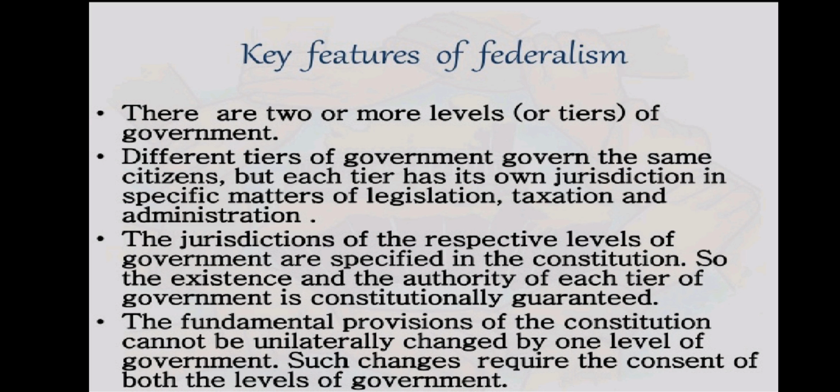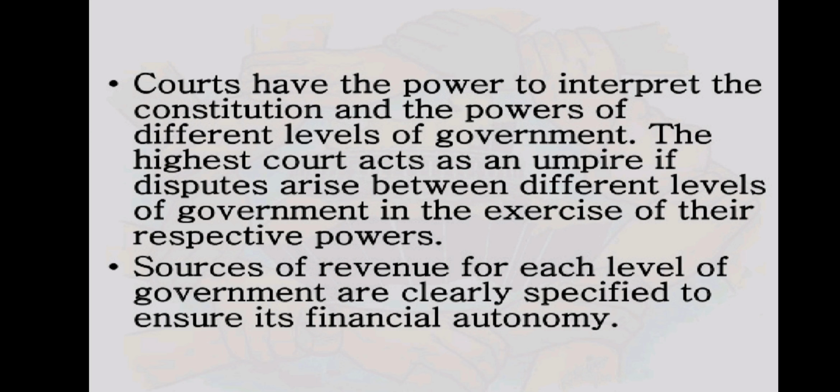Now, the fifth one is: courts have the power to interpret the constitution and the powers of different levels of government. The highest court acts as an umpire. If disputes arise between different levels of the government in the exercise of their respective powers, the highest court, that is the Supreme Court of India, can interpret in between and give its decision.